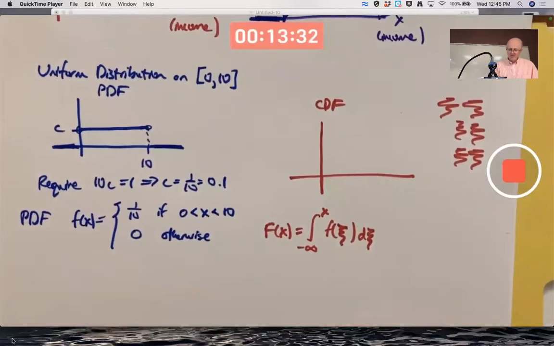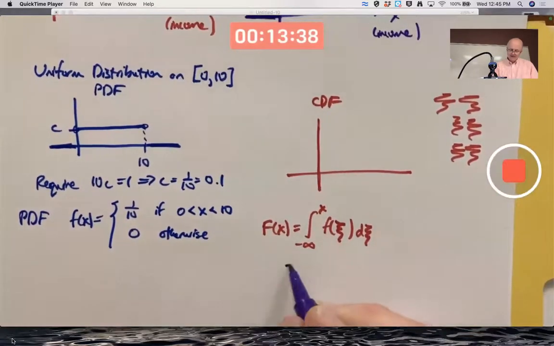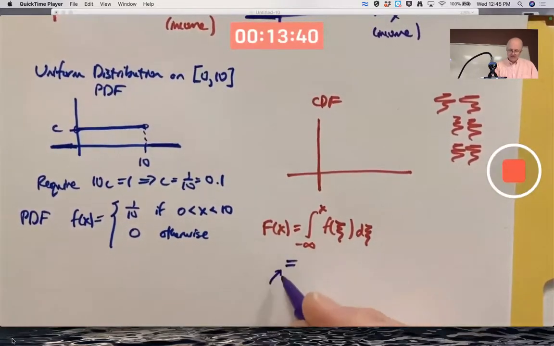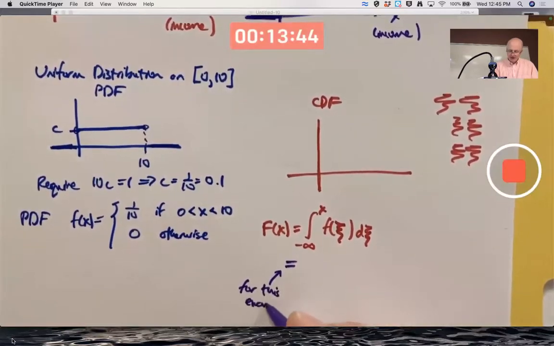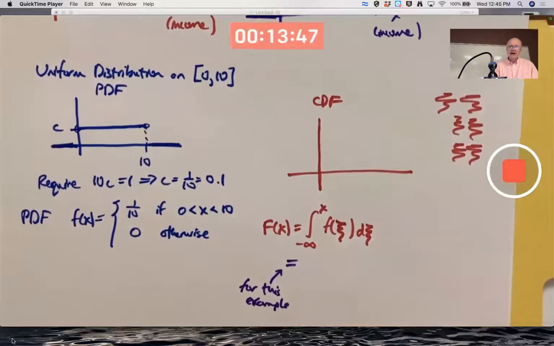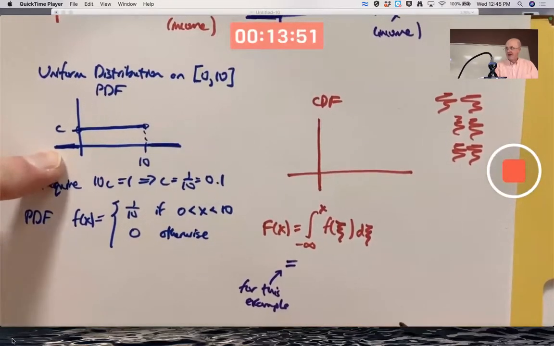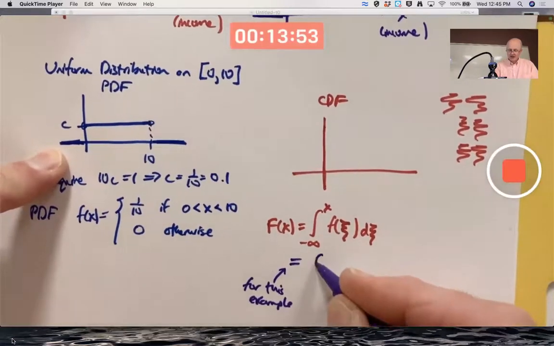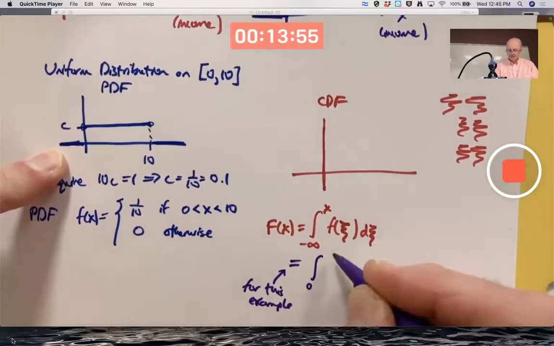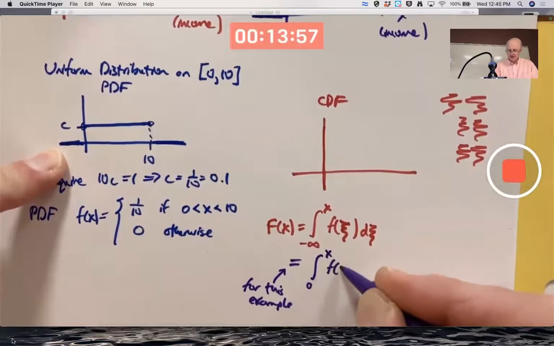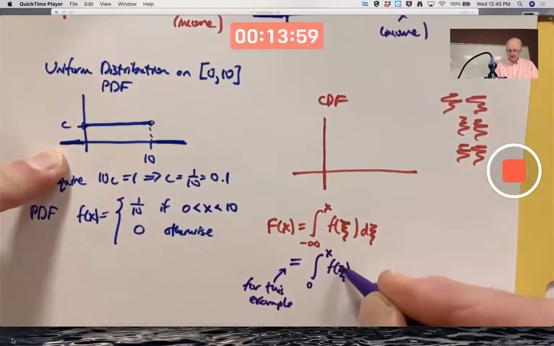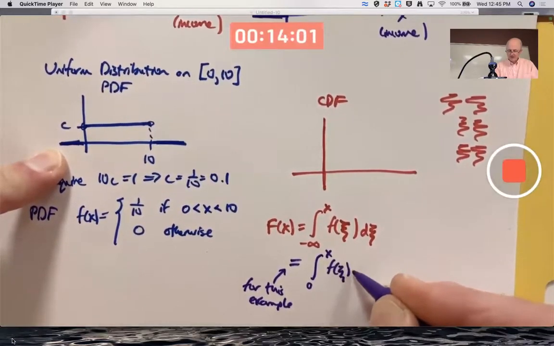All right, well, for this example, this simplifies. For this example, I don't have to do an improper integral because the PDF is 0 when x is negative. So I don't have to think about negative values of x. I can start my integral at 0. Oh, there my squiggle was not so pretty. Oh, well.